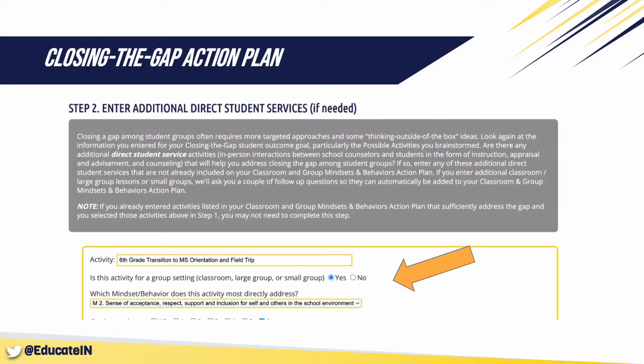You can always make additions to your activities as you think more about how you want to address this goal for closing the gap. You may have thought of more or different strategies. Here's where you can save these and generate a working plan to use for when you get ready to plan your small group, lesson, or other activities. If you happen to add additional classroom lessons or small groups, these will automatically be added to your classroom and group mindsets and behavior action plan.